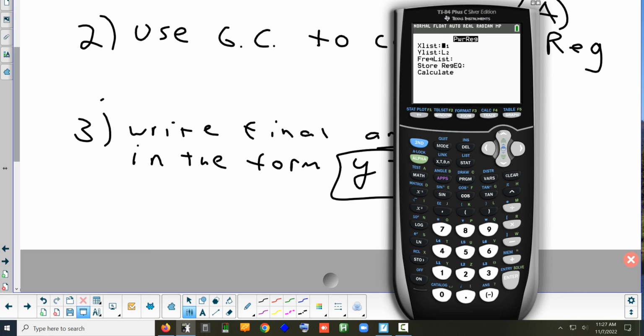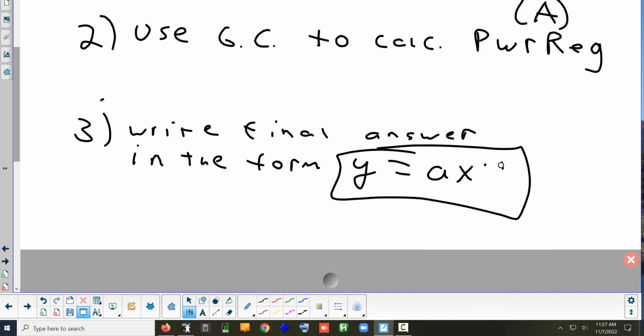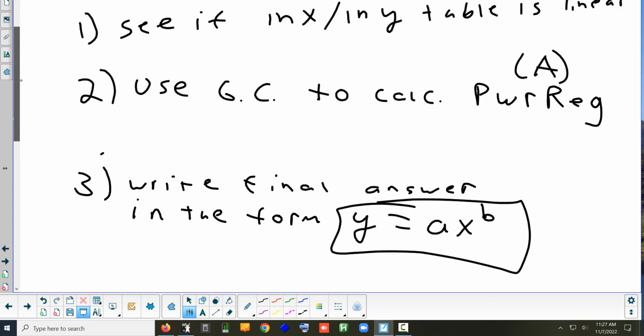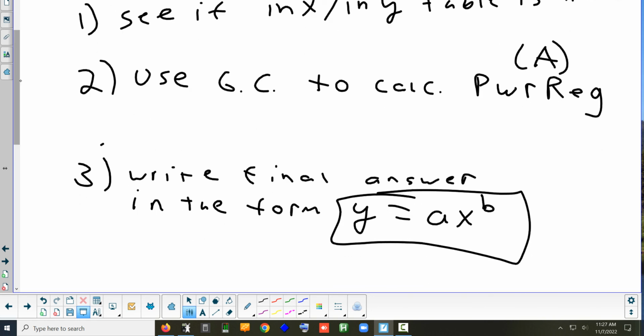Let me try to fit a power regression to that last problem. Okay, it uses a times x to the b. So they call it b, they don't call it m. If you use a different calculator, it might call it b, might call it m, might call it a different letter. It could be a little different. How did you find out what it calls it? I just went through and actually did it on my calculator, but we're going to do it for the data set that I have right now.